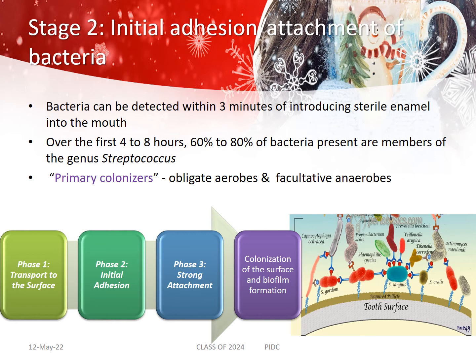So if the acquired pellicle is left behind, stage 2 is divided into three phases as well. The first phase corresponds to how the bacteria is transported to the surface. Phase 2, how there is an initial adhesion between bacteria and the surface. Phase 3, how there is a strong attachment, followed by stage 3, which goes back to the stage where there's colonization of the surface and the biofilm formation.